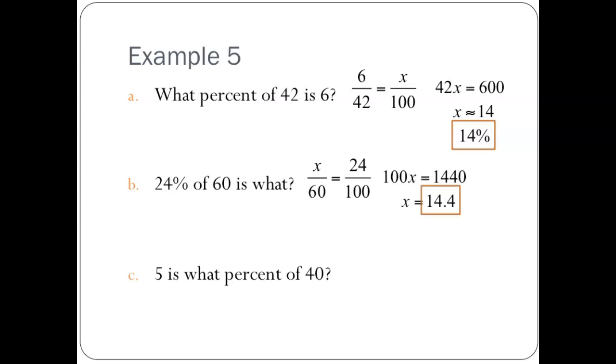All right, and the last example we have here says 5 is what percent of 40? All right, so we see 5 is, so that goes in the numerator, of 40, so 40 goes in the denominator, and then what percent? That means x over 100. All right, so once we have that, we can go ahead and cross multiply. So 40x equals 500. Divide both sides by 40, we get x is equal to 12.5. So this is 12.5%.